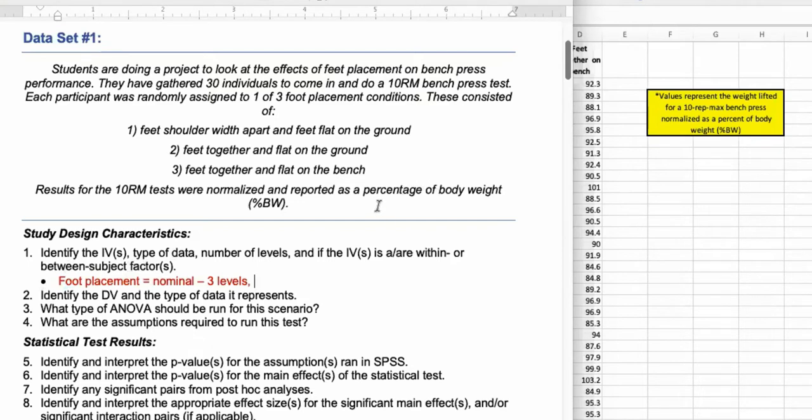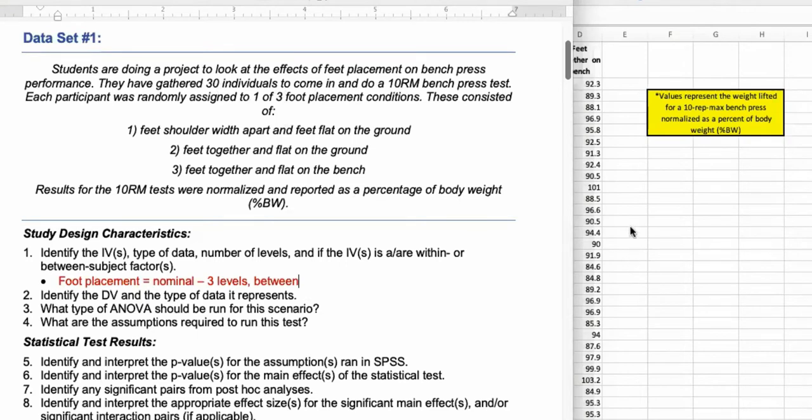Yeah, between. Okay, because every single person has been divided, right? They were randomly assigned to one of 3 foot placement conditions. That's kind of the hint for that.